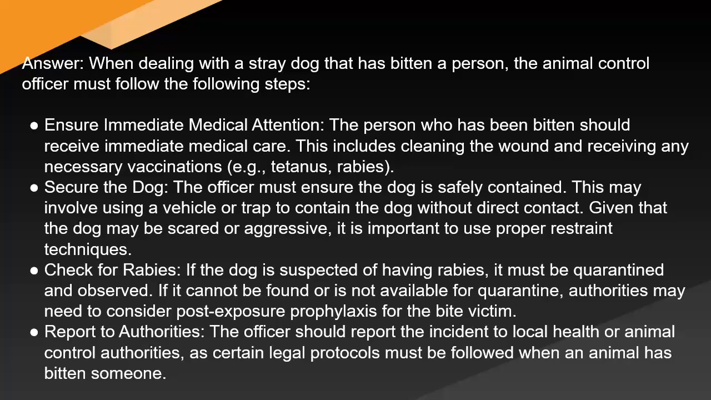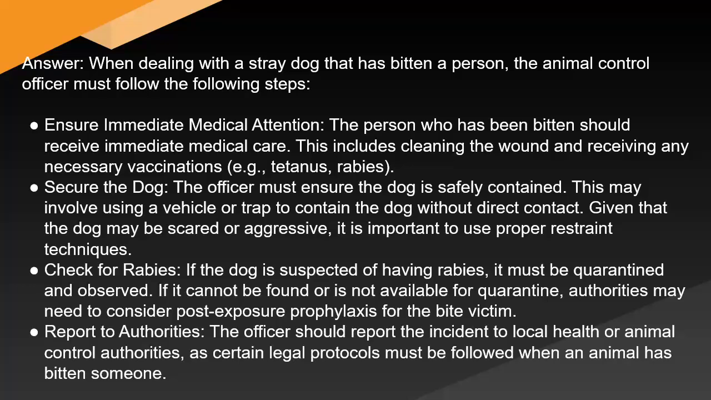Secure the dog. The officer must ensure the dog is safely contained. This may involve using a vehicle or trap to contain the dog without direct contact. Given that the dog may be scared or aggressive, it is important to use proper restraint techniques. Check for rabies. If the dog is suspected of having rabies, it must be quarantined and observed.